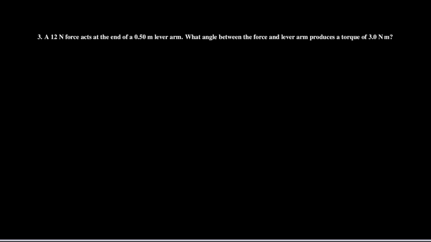Okay, now we are no longer dealing with an equilibrium problem. We are dealing with something a little more similar to the first problem. So let's draw it out first. We have a 12 Newton force acting on the end of a 0.5 meter lever arm. What angle between the force and the lever arm produces a torque of 3 Newton meters? Okay, so here we're calling the lever arm what I was calling the control arm.